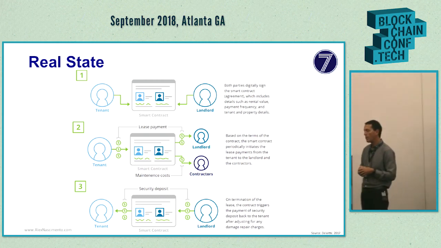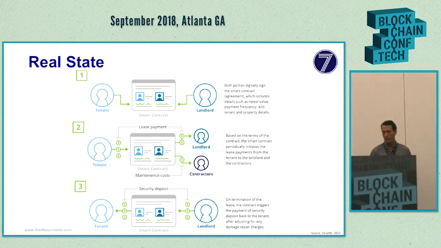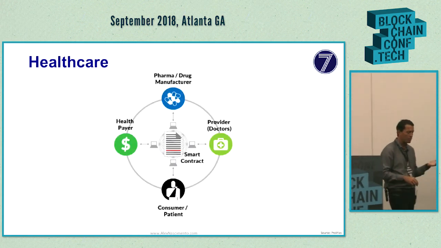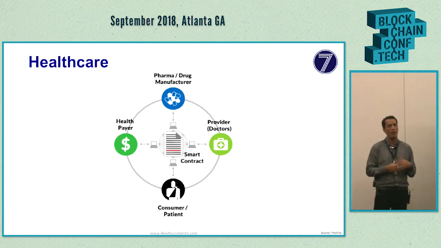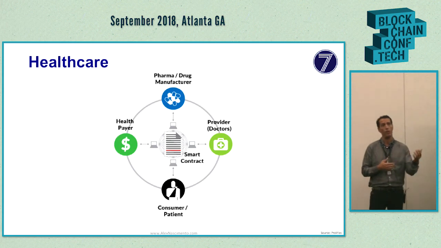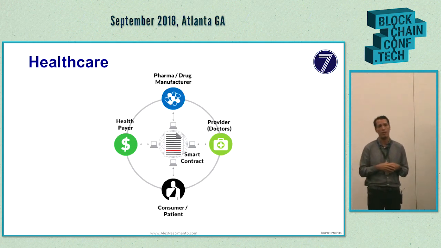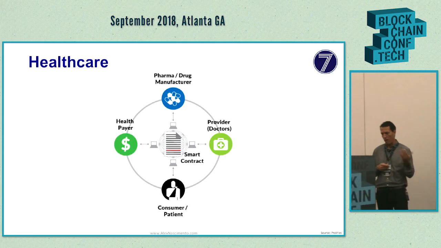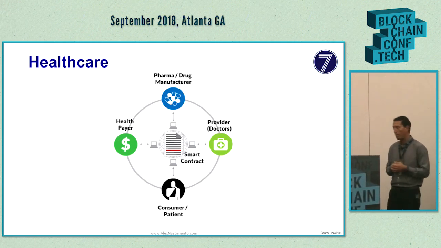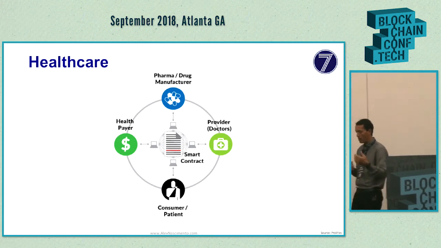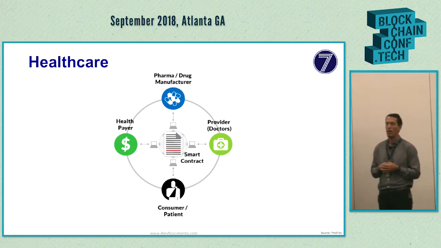So those are some of the different applications a smart contract and a blockchain could use for real estate. Healthcare is another one. A lot of what we see in healthcare, which is very challenging, is the sharing of data. When you go to your doctor, how much data can your doctor see, and how much can the pharmaceutical companies access, as well as you as a patient or a consumer, or your healthcare payer, your Kaiser Permanente of the world.